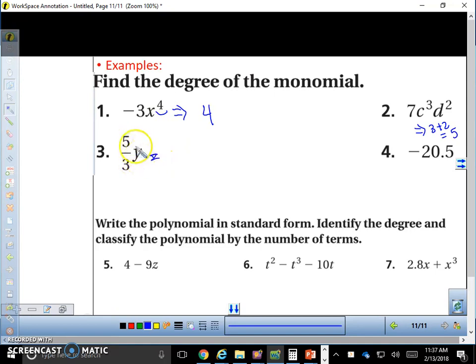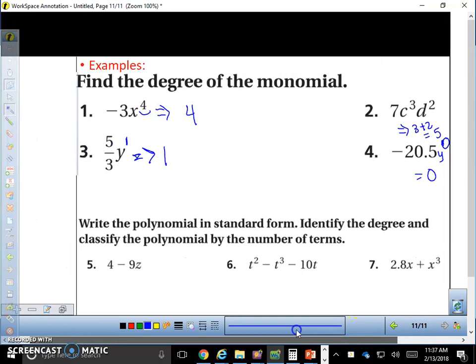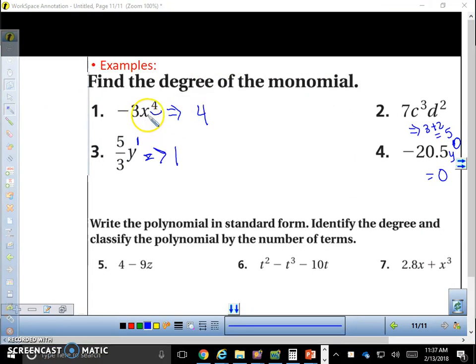This one, the exponent is 1, not written there. The degree is 1. We're looking at variables. For this one, the exponent for the variable is 0, so this is degree 0. I should have stated before, you're only looking for degrees at variables.